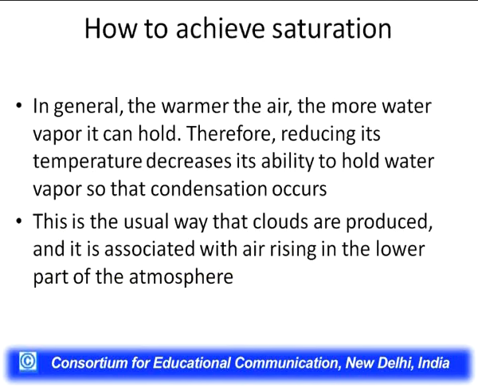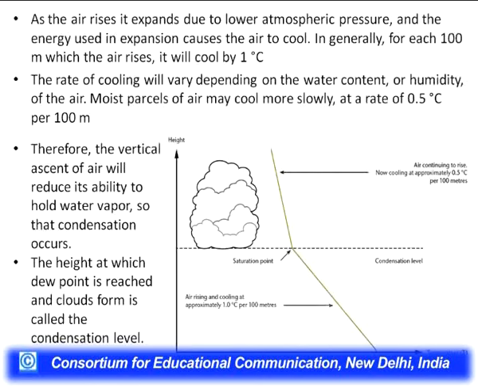Now, in general, the warmer the air, the more water vapor it can hold. Therefore, reducing its temperature decreases its ability to hold water vapor, so that condensation can occur. This is the usual way that clouds are produced, and it is associated with air rising in the lower part of the atmosphere. Here in this picture, as the air rises it expands. What happens as we go up? The pressure decreases as well as the temperature decreases. Because of the lower pressure, the air will start expanding, and as it expands, its temperature decreases.